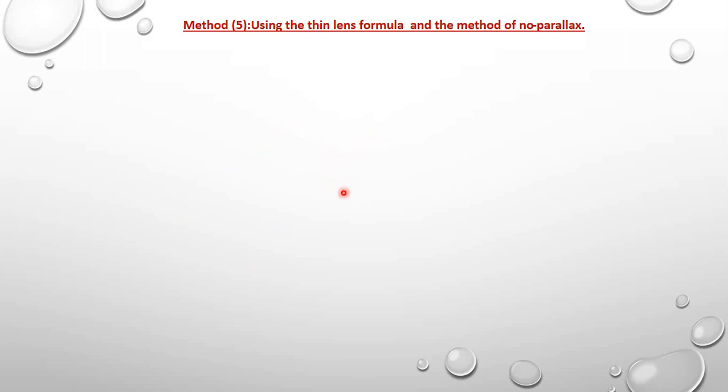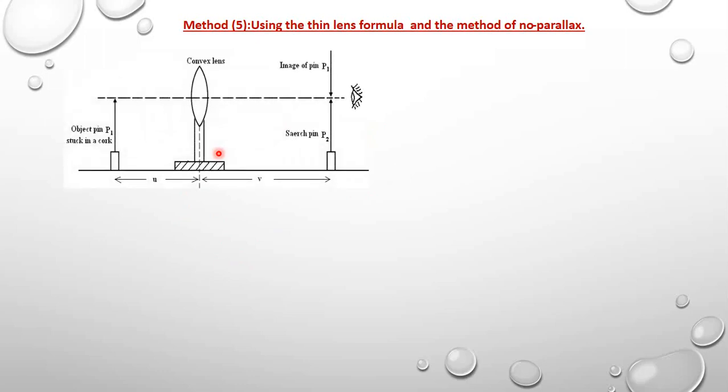P1, and the setup will be like this. We shall get that object pin P1, which has been stuck on a cork. Then we shall mount our convex lens in that way on a lens holder, and then we shall place that lens at a distance u away from the object pin P1.